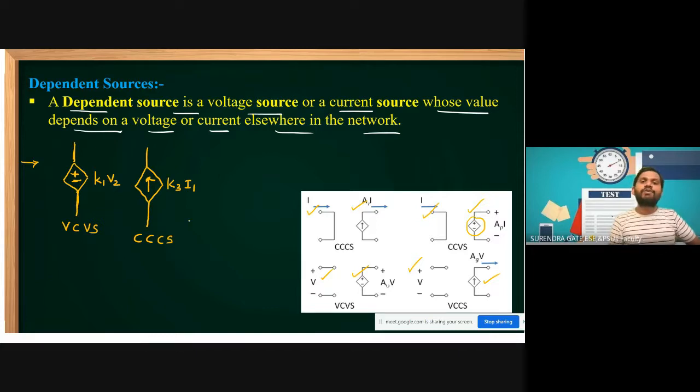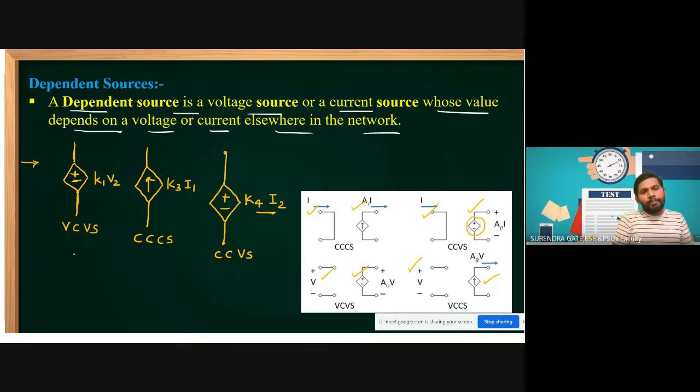For example, I am giving a source like this, with plus minus, and some constant K4 into I2. What is this source? It is a voltage source. But which parameter is it controlling? Current. That's why it is a current controlled voltage source.